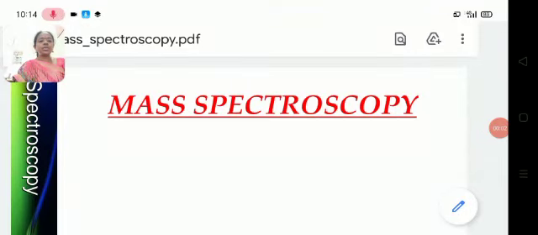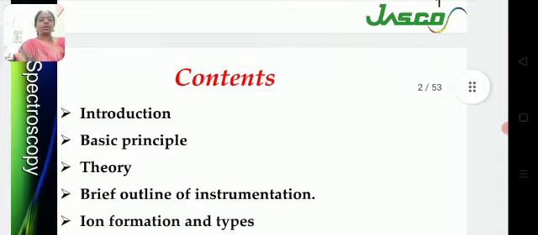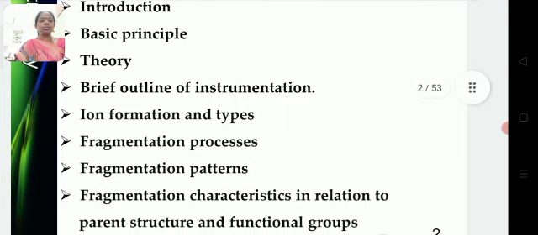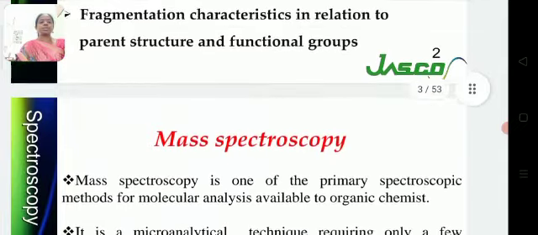Today we are going to discuss mass spectroscopy. This unit contains introduction, basic principle, theory, brief outline of instrumentation, ion formation and types, fragmentation process, fragmentation patterns, and fragmentation characteristics in relation to the parent structure and functional groups.